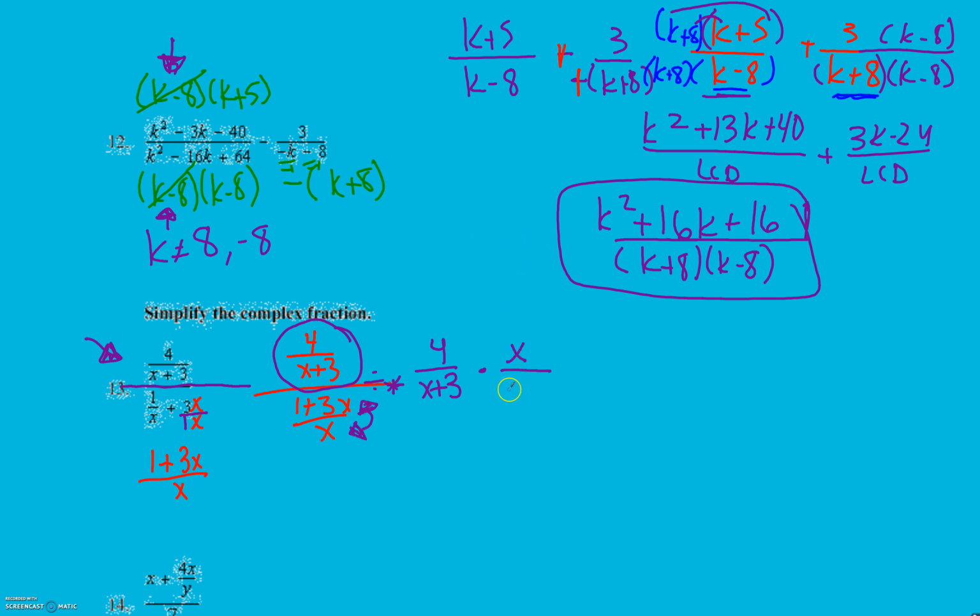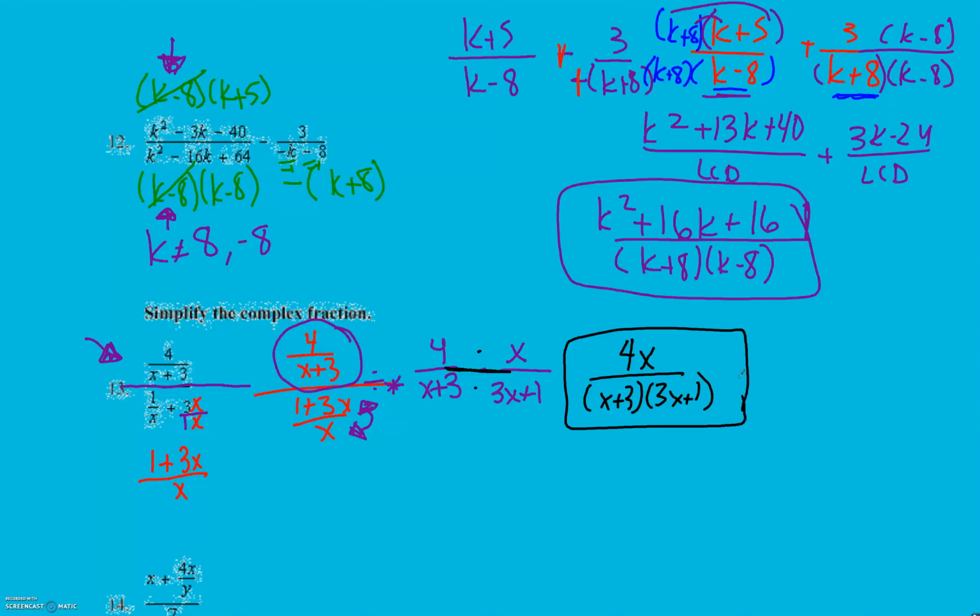So I have x over, I'm going to put the 3x first. It does not matter, it's just usually we put them in standard form, which means variable first. When we're multiplying fractions, we don't need common denominators, we don't do anything except multiply straight across. So I'm going to have 4x over x plus 3 times 3x plus 1. And there's nothing I can simplify there. Some of you might have had 3x squared plus 10x plus 3. That would have worked just fine as well as your denominator.